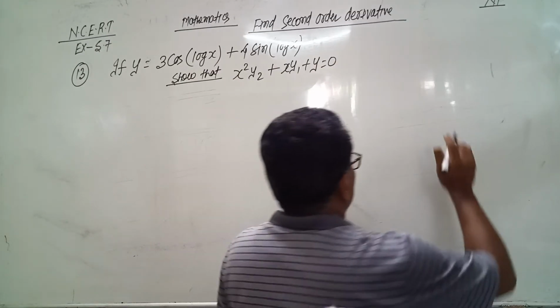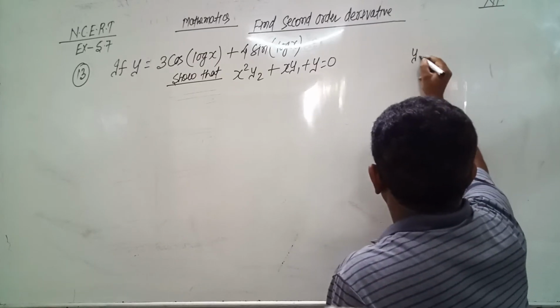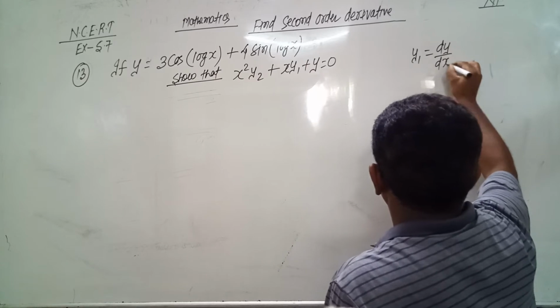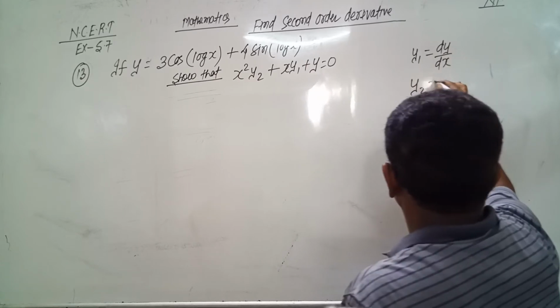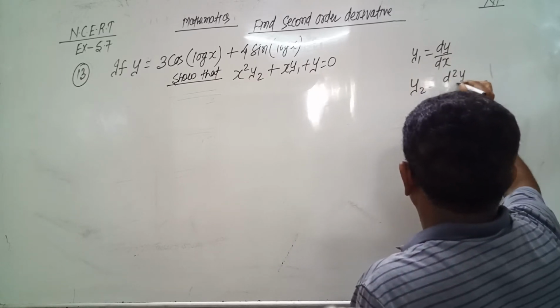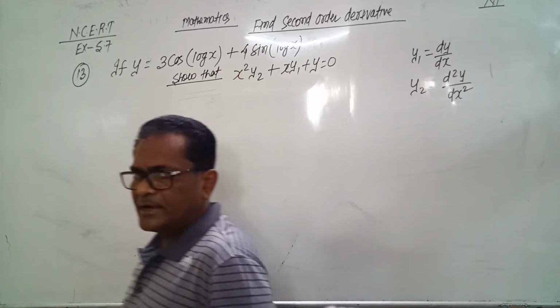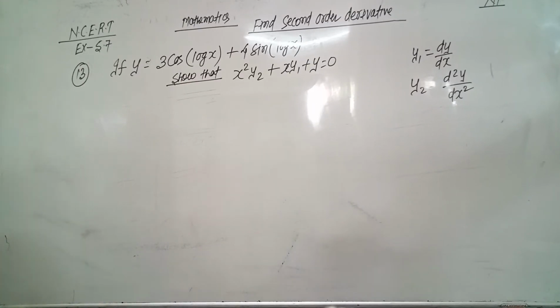So, what is meant by y1? y1 means the first order derivative, dy by dx, and y2 means the second order derivative, d2y by dx square. So instead of dy by dx we will write y1, and for d2y by dx square, the second order derivative, we may write y2.